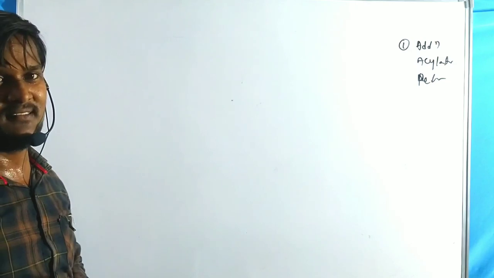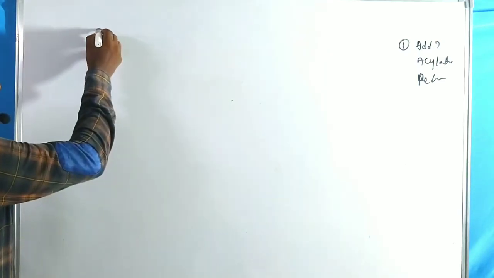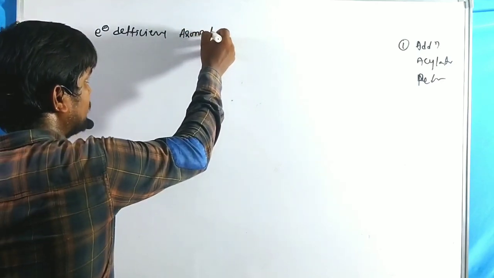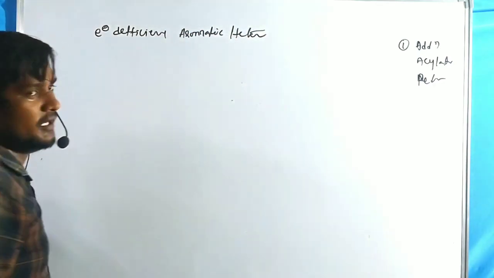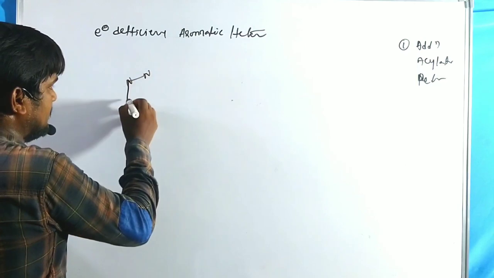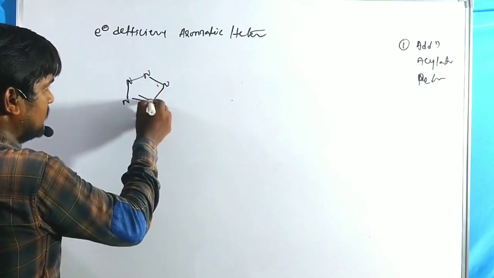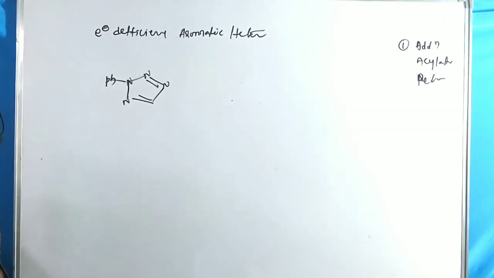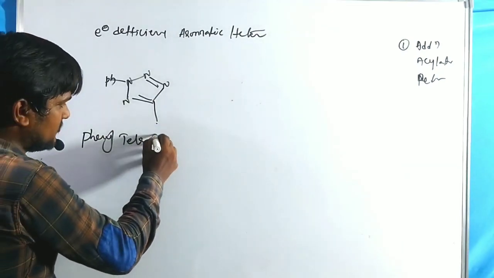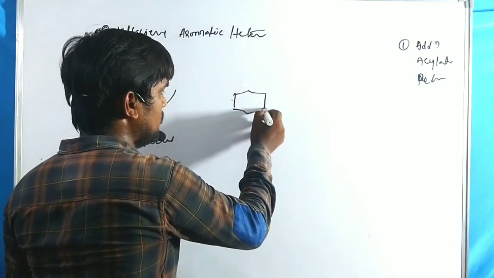So in recent advanced synthesis, it is cut down to a single step with the help of electronically deficient aromatic heterocycles. Generally these are tetrazoles. Here it is a phenylated tetrazole, attached to the group. So it is called phenyl tetrazole, simply a PT. This group is called PT, or benzothiazoles.